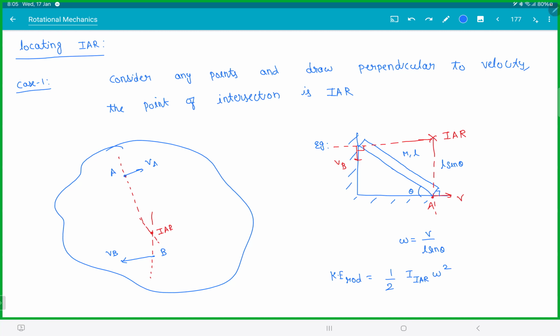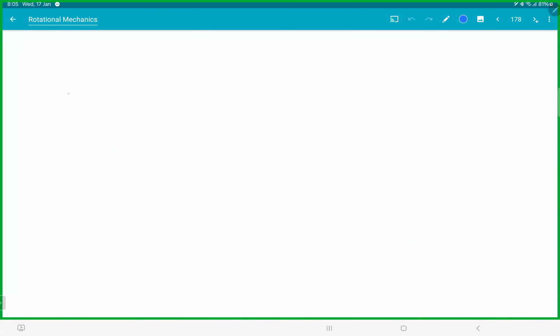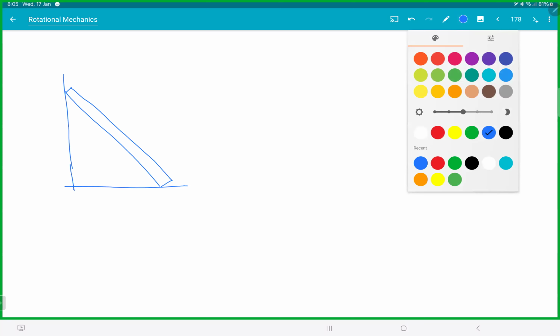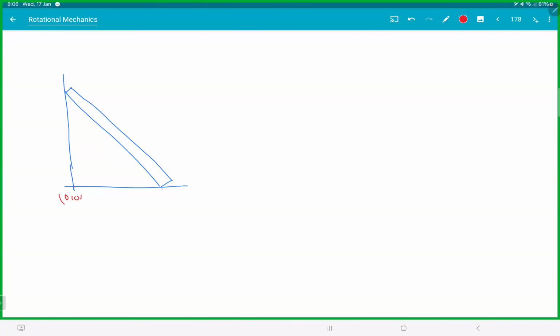It will be something by 6 sin theta square. See how we find the IAR. This is 0, 0. This is L cos theta, 0. This is 0, L sin theta. So the center of mass coordinates will be L by 2 cos theta, L by 2 sin theta. This is your IAR, whose coordinates will be L cos theta, L sin theta.